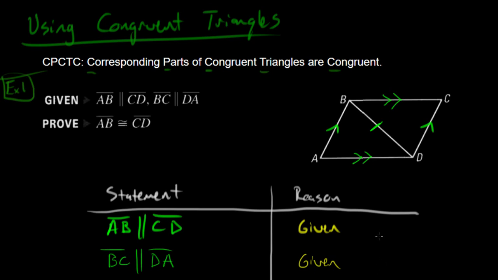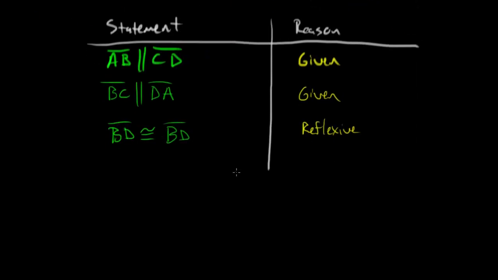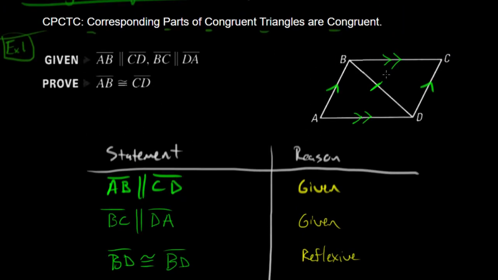Reflexive property of congruence, we could just say reflexive. That'll be a sufficient amount of information for us to go off of. Let's see, I'm going to need some more space here. So the reflexive property states that that's true. Do I have enough information to prove these triangles are congruent?